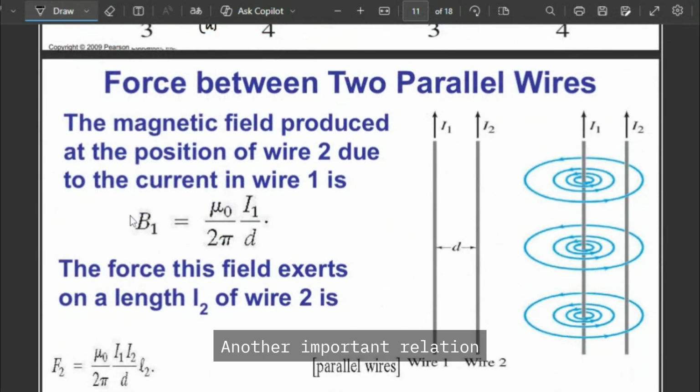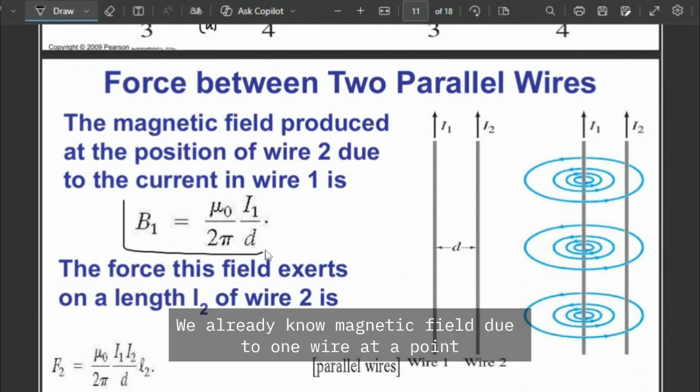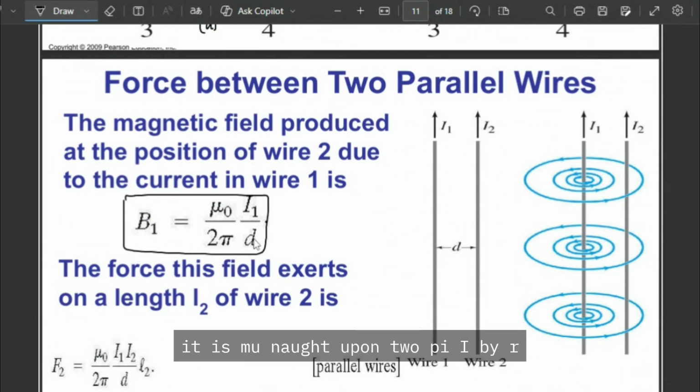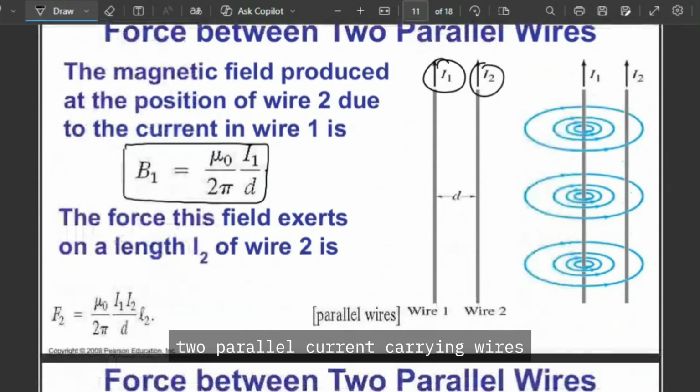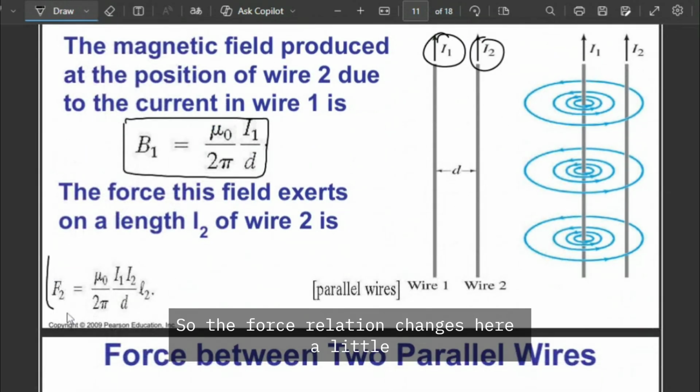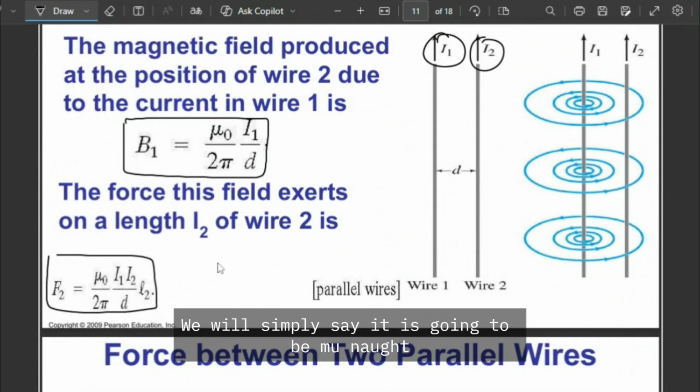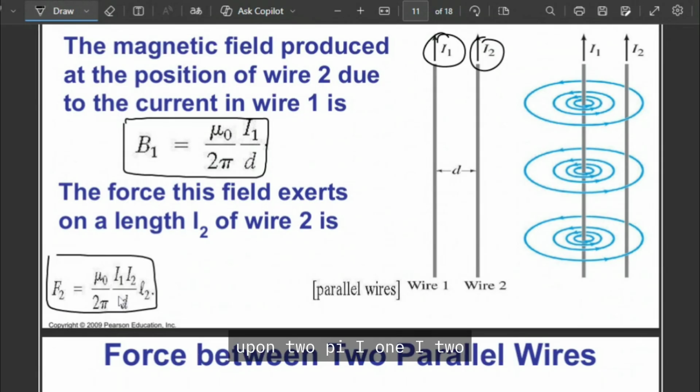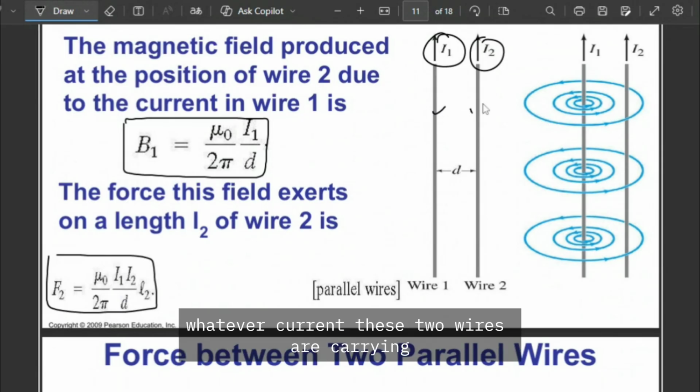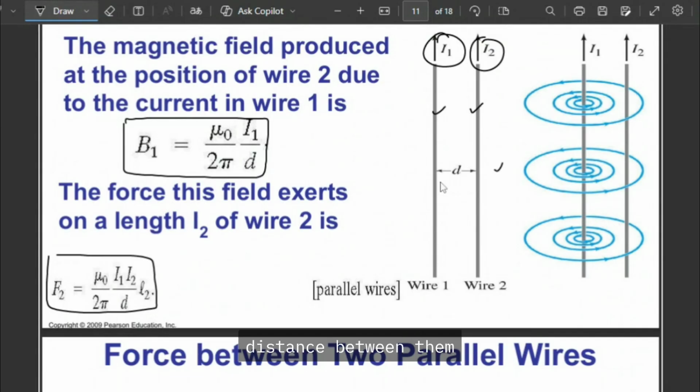Another important relation: we already know the magnetic field due to one wire at a point is mu naught upon 2 pi I by R. Here I is written as I1 and R is written as d, because we are talking about two parallel current carrying wires. So the force relation changes a little. It is going to be mu naught upon 2 pi I1 I2, whatever current these two wires are carrying, times the length of the wire over the distance between them. So this is what you need to remember. Length of the conductor is L2.